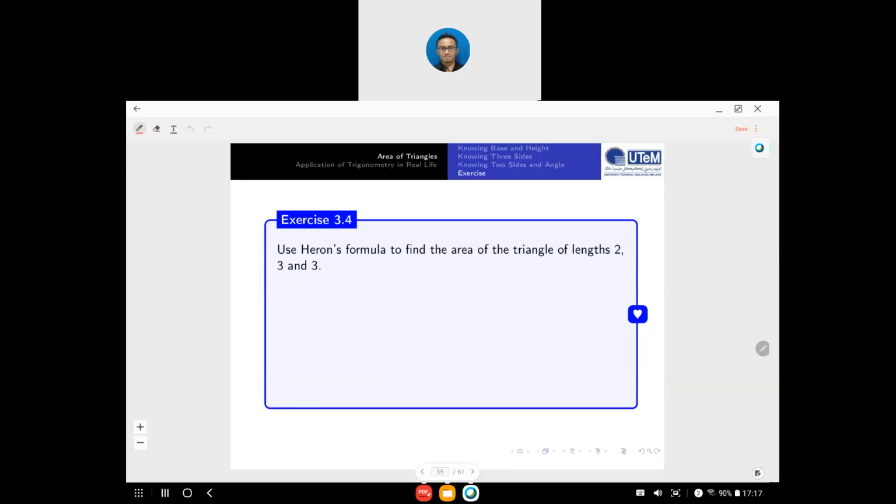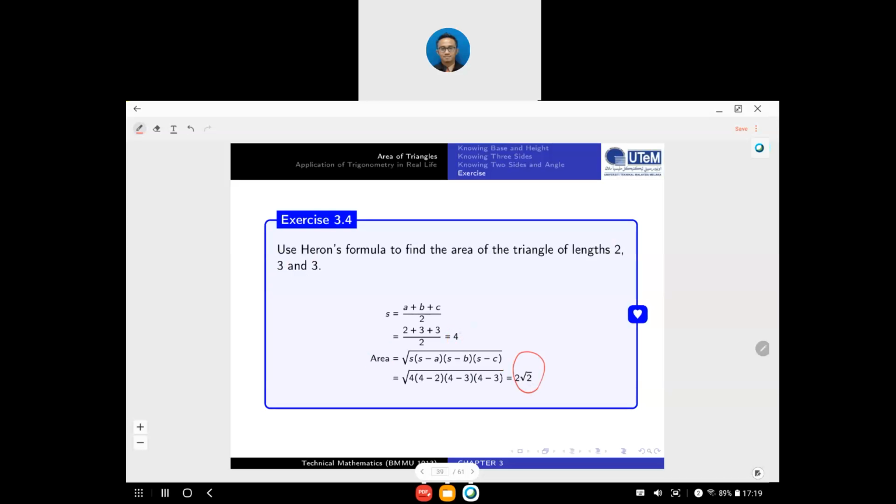And then for question 3, exercise 3.4, use Heron's formula to find the area of triangle of length 2, 3, and 3. Try to solve this one. So you have 2, 3, 3, and then you need to find the value of S. S equal to 2 plus 3 plus 3 divided by 2. So you can get 4. And then substitute in these equations. And at the last, you can get 2 times by 2, which is equal to 2.83.